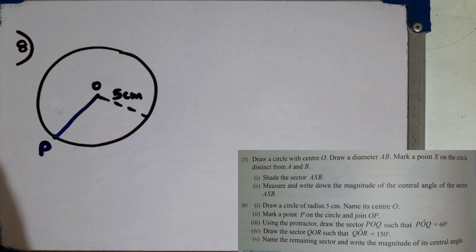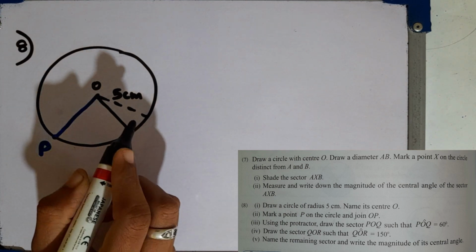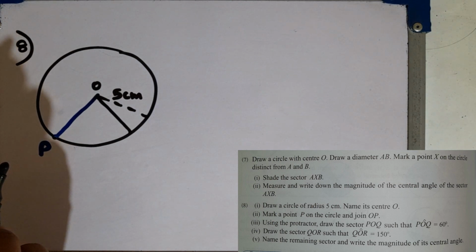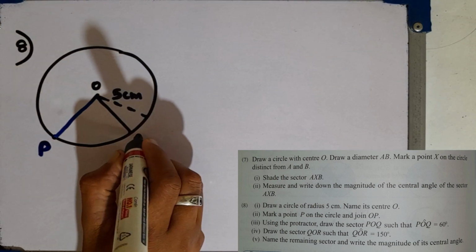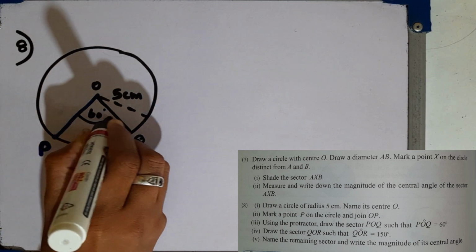Then join OP. Then using the protractor, draw the sector POQ such that POQ equals 60 degrees. POQ should be 60 degrees. I can take Q like this. Here, this is 60 degrees.